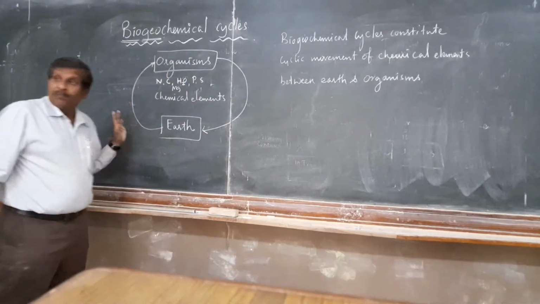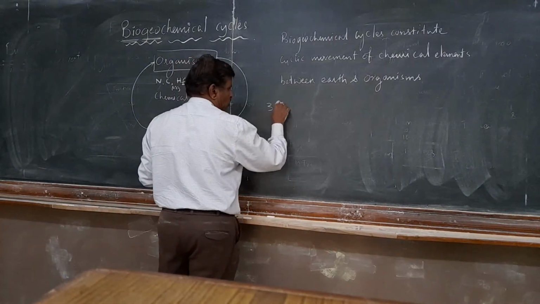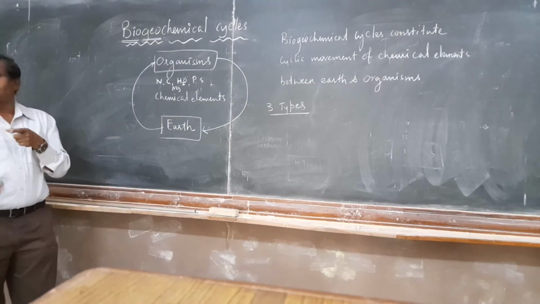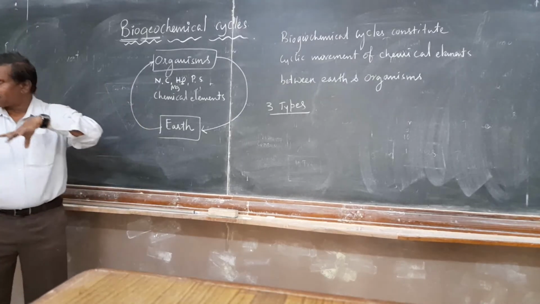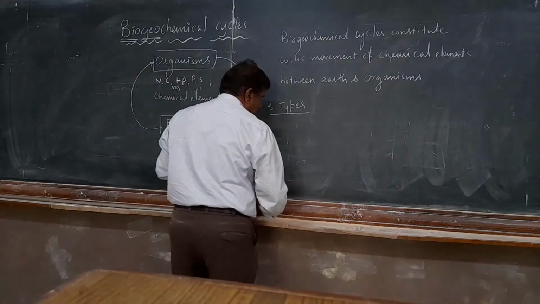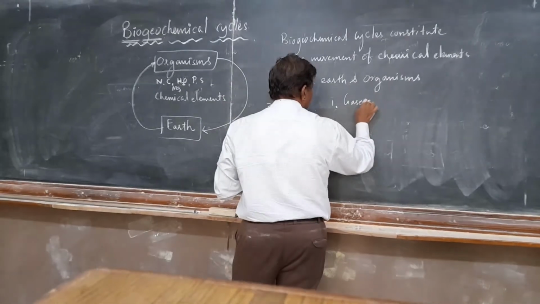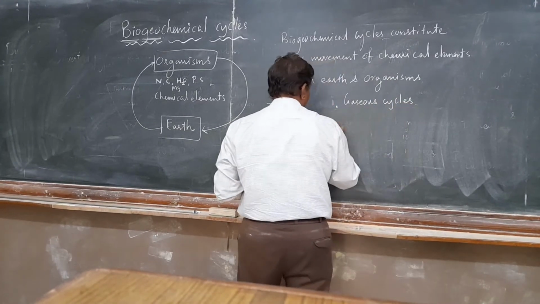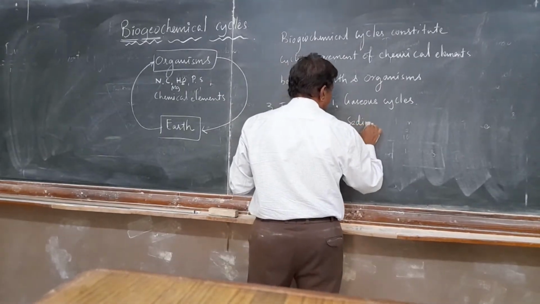There are three kinds of biogeochemical cycles. Means the chemicals that are moving between the earth and the organisms are usually categorized into three types. No doubt here cyclic movement occurs, and these cycles are categorized into three types. The cycles of the very first type are usually referred to as gaseous cycles. Then the second type of biogeochemical cycles are usually referred to as sedimentary cycles.